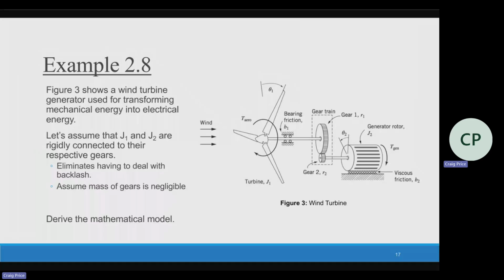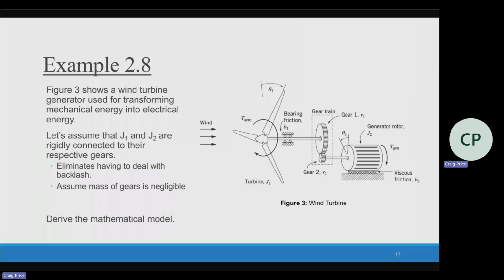Figure 3 shows a wind turbine generator used for taking mechanical energy and producing electrical energy. So what we're going to do is use some of their assumptions. Now, looking at this torsional bar right here, I'm sure that there's probably some twist going on in that bar. But we are going to make some assumptions.